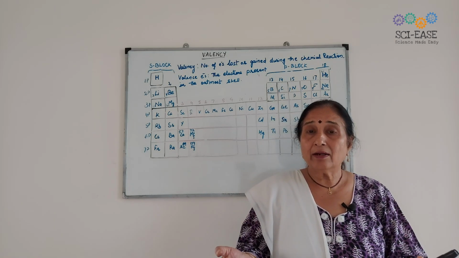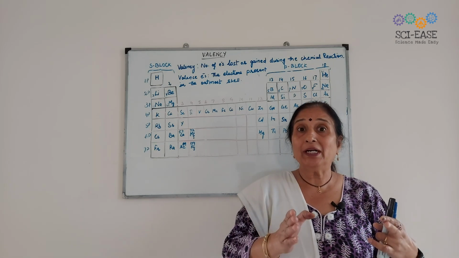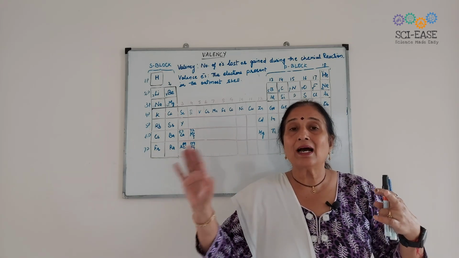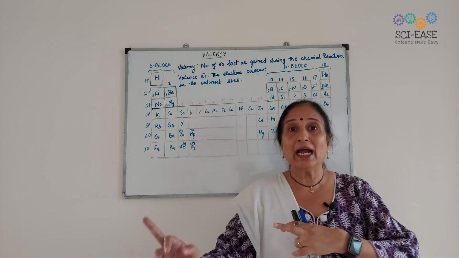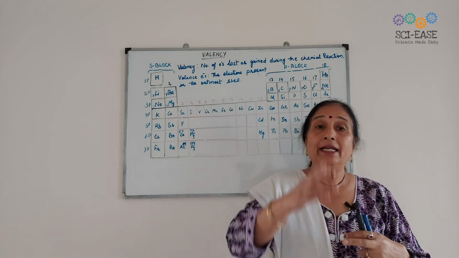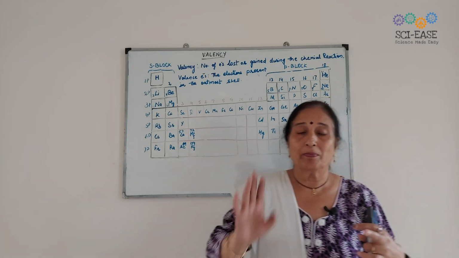What do you mean by trend? Trend is also the property, but how that property increases or decreases along the period from left to right, or from top to bottom in a group.